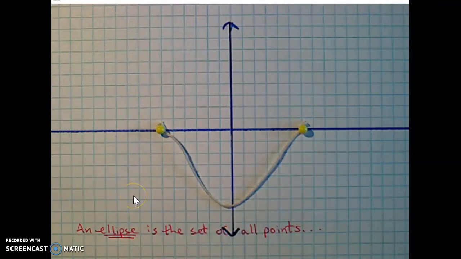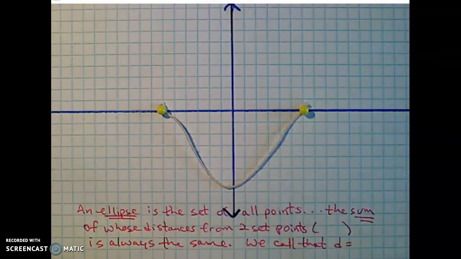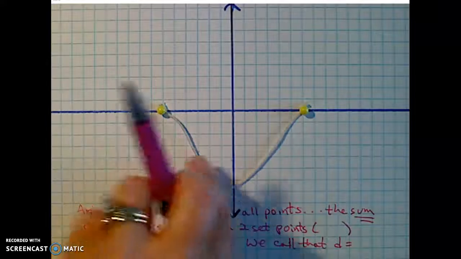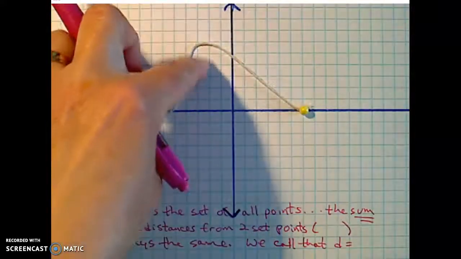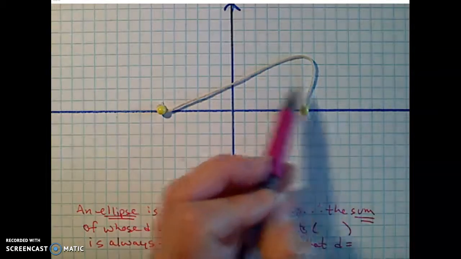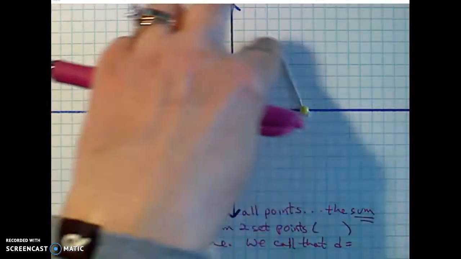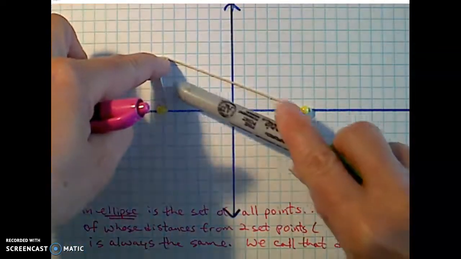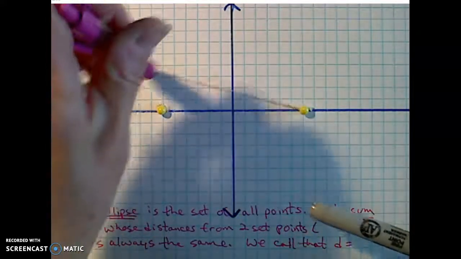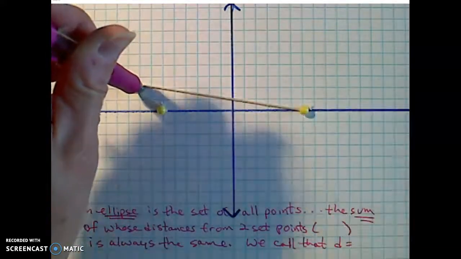An ellipse is the set of all points, the sum of whose distances from two set points. These are my two set points, these two little tacks. This is the sum of the distances, which is always the same. If you add this distance plus this distance, that's the same as adding this distance plus this distance, which is the same as adding this distance plus that distance.